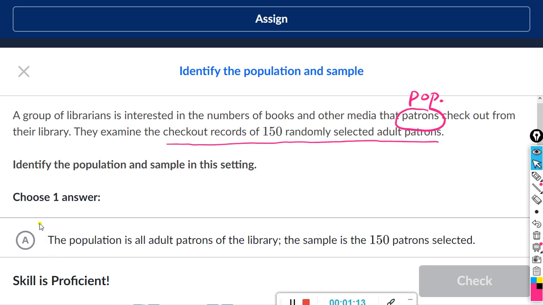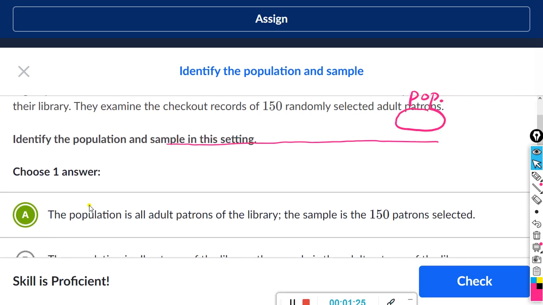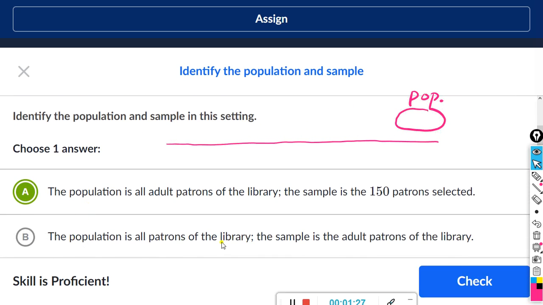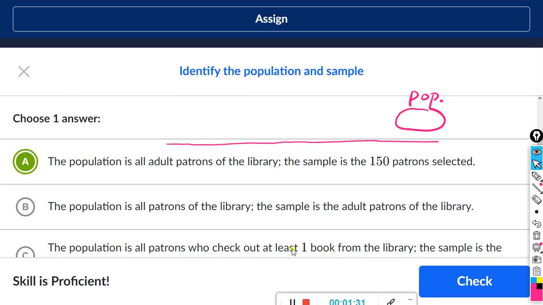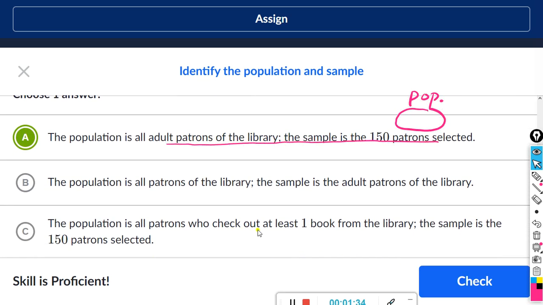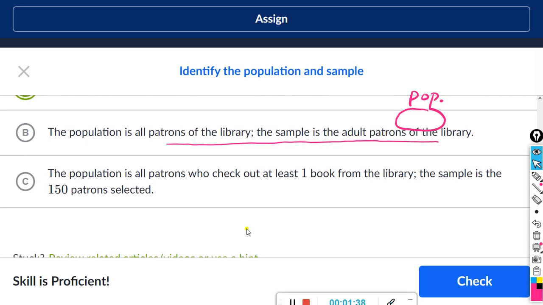Okay, so let's choose the best answer. I would read all of them. Okay, the population is all adult patrons of the library, and the sample is the 150 patrons selected. I think that's correct. Let's make sure. Population is all patrons. The sample is the adult patrons. No. Population is all patrons who check out at least one book. No, that's not what they said.